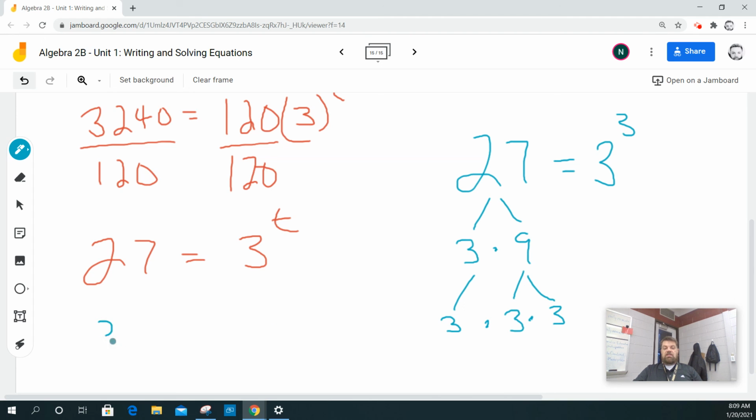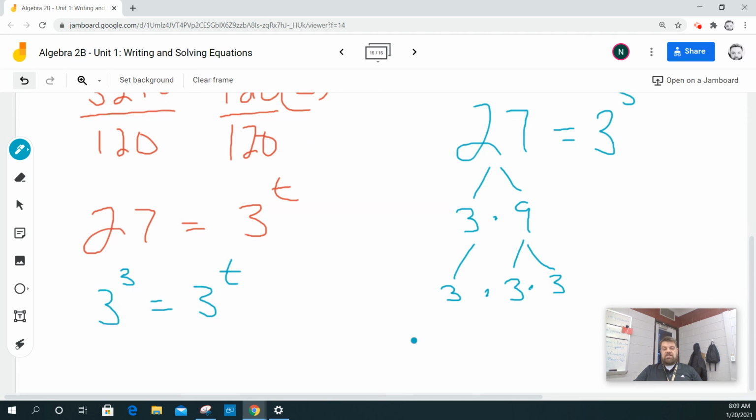So I could rewrite this as 3 to the 3rd power is equal to 3 to the t. And really what that's saying is t is equal to 3, right? Because this has to equal this in order for it to be equal. That was fairly easy.